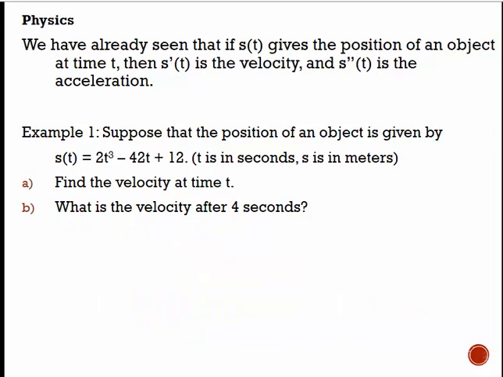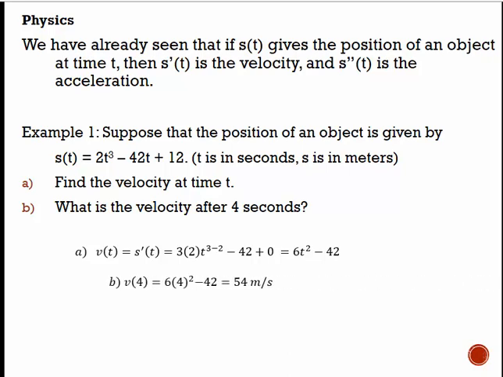So find the velocity at time t, and then what is the velocity after 4 seconds? Well, we can use the first derivative to do that. To find v of t, the velocity, just take s prime of t, apply the power rule. So 3 times 2 gives me 6t squared, subtract 1 from the power, minus 42, the derivative of the linear term is the slope, minus 42, plus 0. So we get 6t squared minus 42.